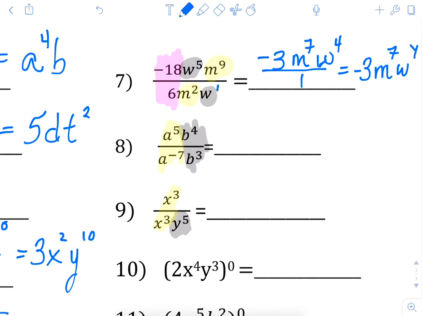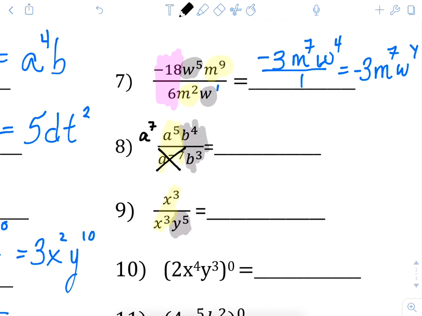Problems like this, it's very important that you make sure you don't just line up and subtract the numbers. The W's were not in order and neither were the M's. So make sure you match up the bases. Okay? All right, number 8. Right away I look at that and I notice that the A on the bottom is a negative exponent. So I'm going to cross him off and I'm going to change his level, make him positive.